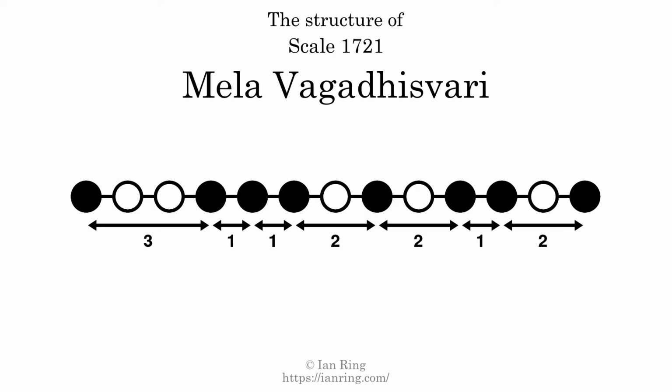The structure of a scale is a description of the interval distance between each successive tone. This scale has a structure of 3-1-1-2-2-1-2.